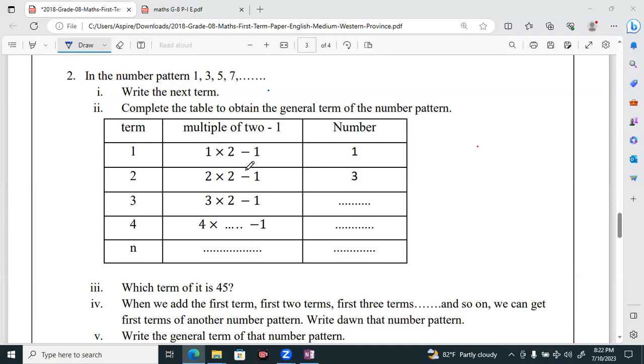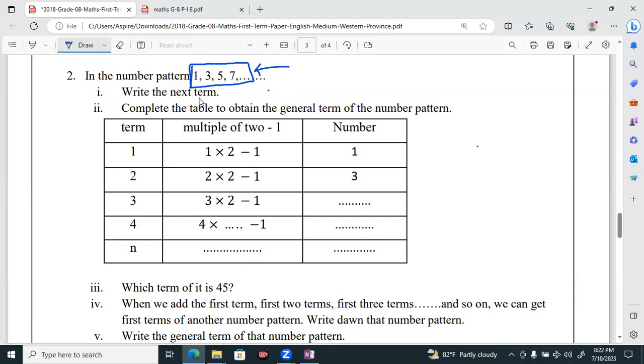Okay, look at the number pattern 1, 3, 5, 7. Write the next term. Which number pattern does this one belong to? Tell me which number pattern it belongs to. This is an odd number pattern. Yes, this belongs to the odd number pattern.